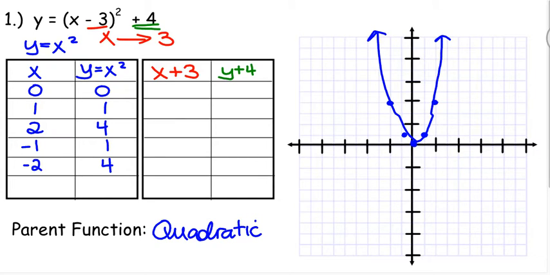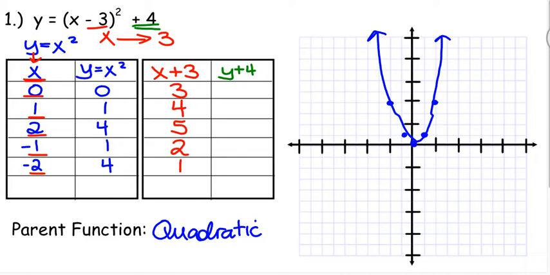So let's start with our first column. We're going to add 3 to all of these x values. So 0 plus 3 is 3. 1 plus 3 is 4. 2 plus 3 is 5. Negative 1 plus 3 is 2. Negative 2 plus 3 is 1.